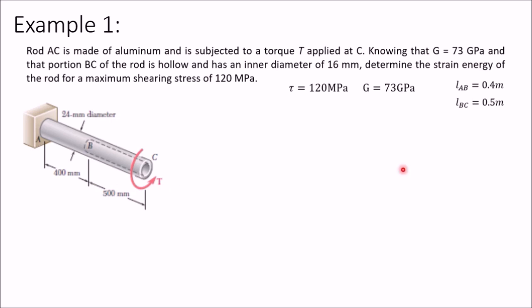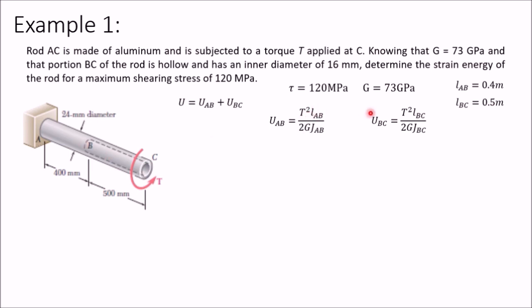Now the strain energy will be the strain energy of this part AB plus the strain energy of BC, so you can write U_AB plus U_BC. The formula for strain energy is T square L_AB upon 2G J_AB for AB, and similarly for this part BC. Now here you can see this T is constant for both the sections.